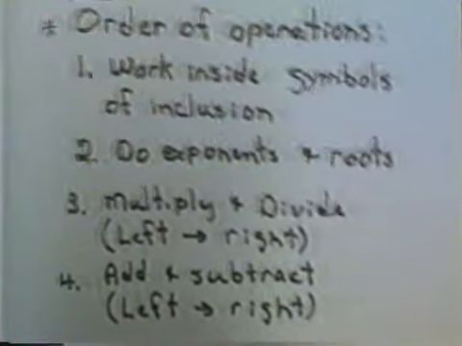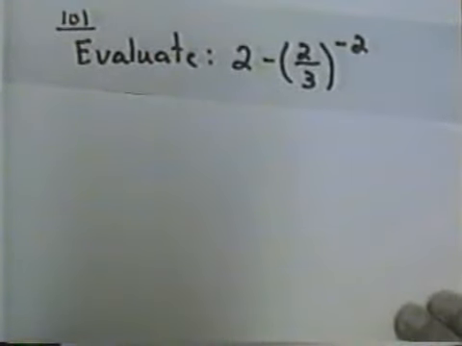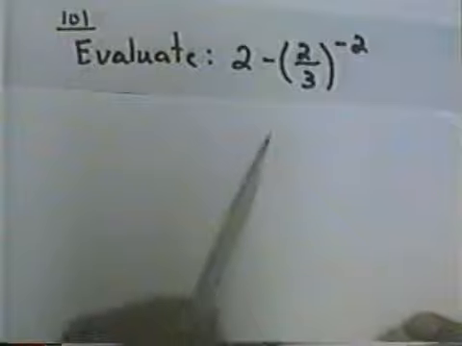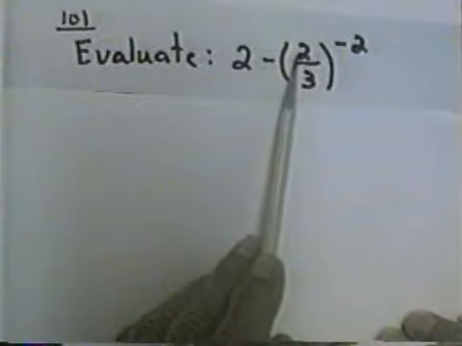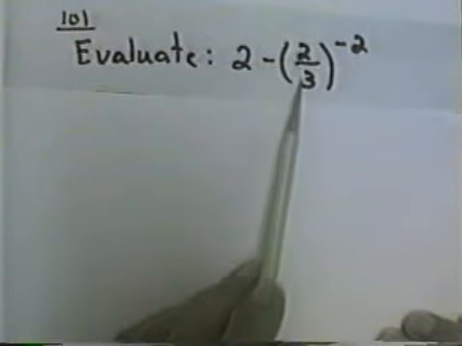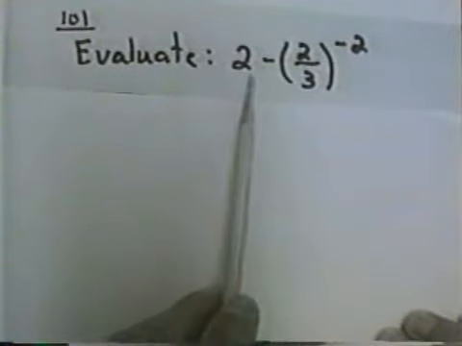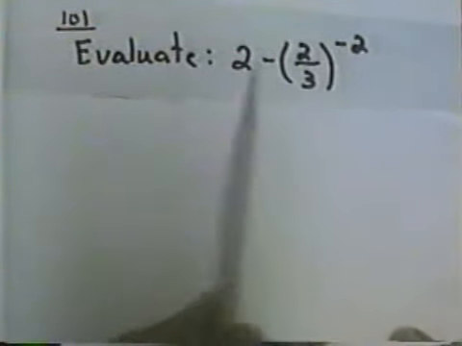Now let's use the order of operations to evaluate a couple expressions. Let's evaluate 2 subtract 2/3 to the negative 2 power. The first thing I need to do is the roots, because you do what's in symbols of inclusion first. Well, inside symbols of inclusion I have the fraction 2/3. 2/3 cannot be reduced, so I cannot do anything else inside symbols of inclusion. So now I go to my exponents. A negative exponent tells me to take the reciprocal.